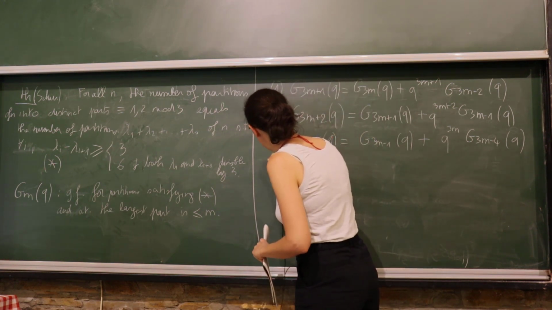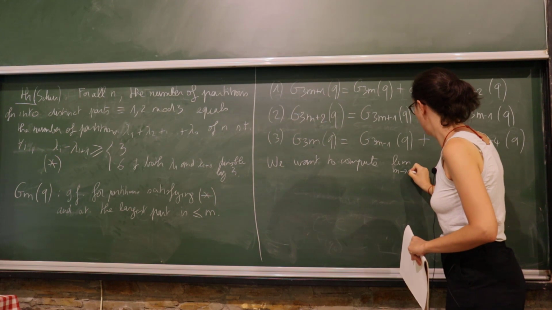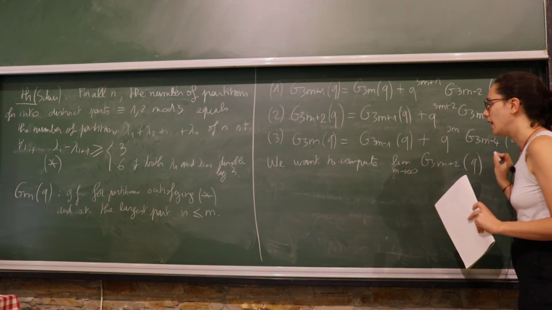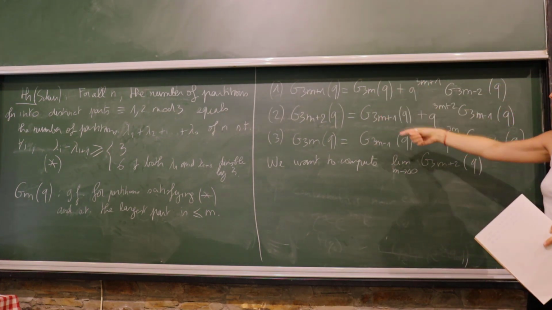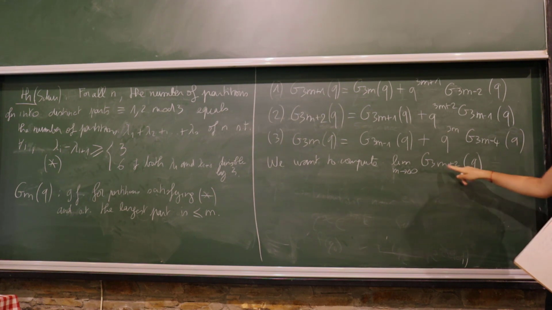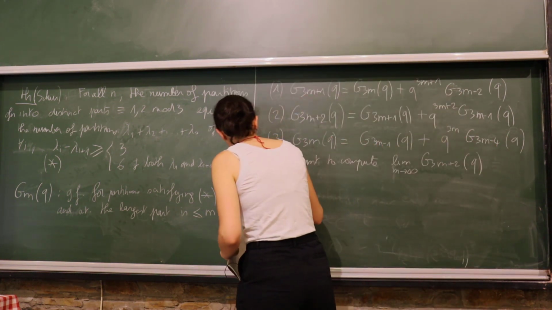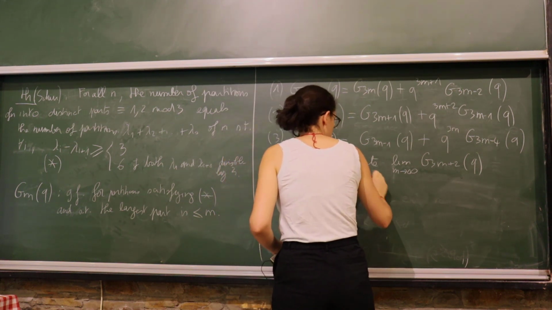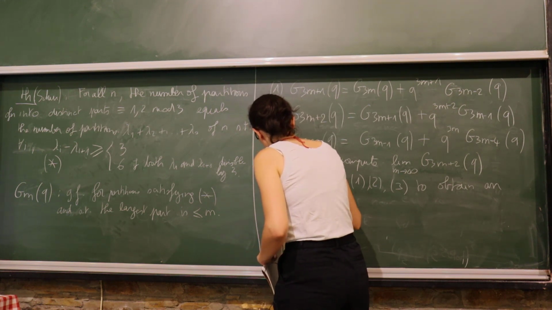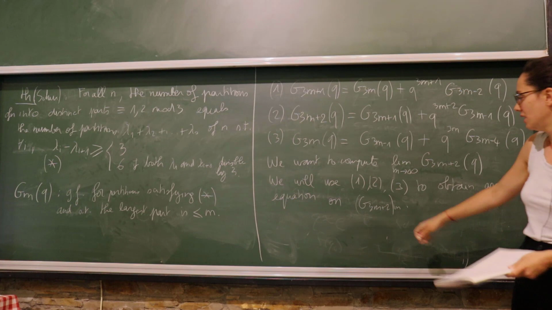So we want to compute this limit, and to do this, we will use these three equations to try to find a larger equation, but which will only contain elements of this form, with only indices congruent to 2 modulo 3. So that's a way to solve this system. Okay, so we will use 1, 2, and 3 to obtain an equation on this sequence, the sequence of G 3m plus 2s.